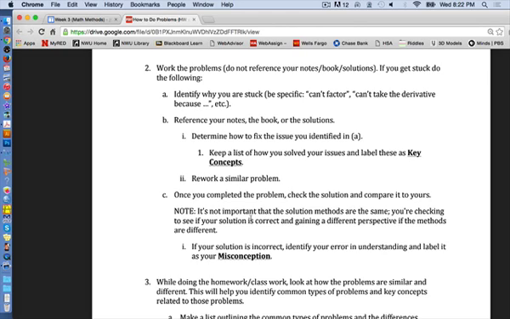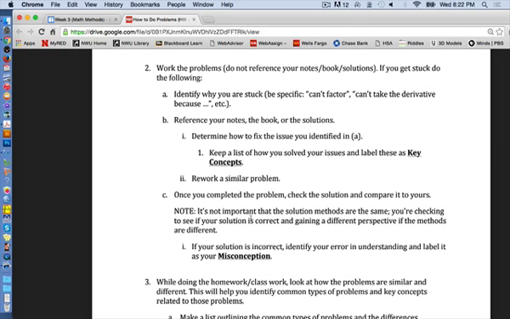But if you all of a sudden do get stuck, then you need to identify why you're stuck. Be specific. I don't know how to take an integral, right? I don't know how to do a derivative. I don't know how to rationalize denominators. I should understand why I'm stuck, not just, hey, I'm stuck. Right? Once you figure out why you're stuck, then go to your notes.